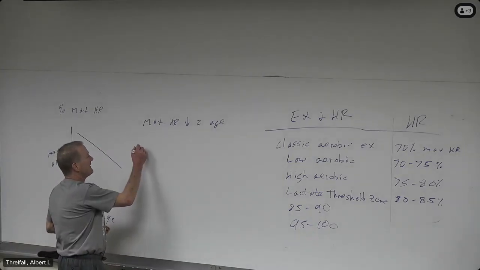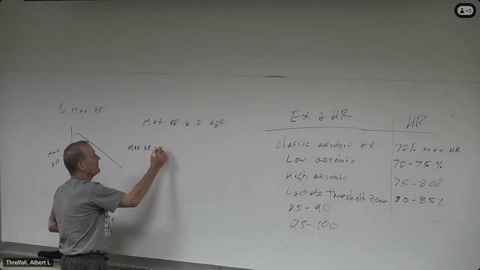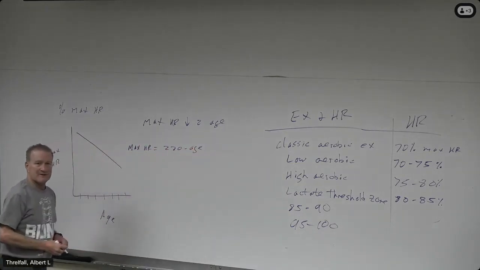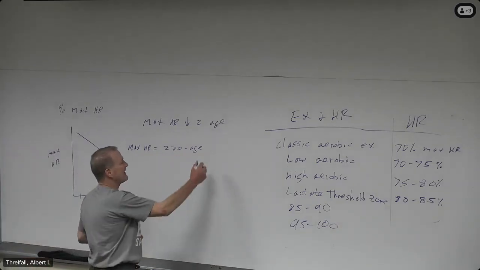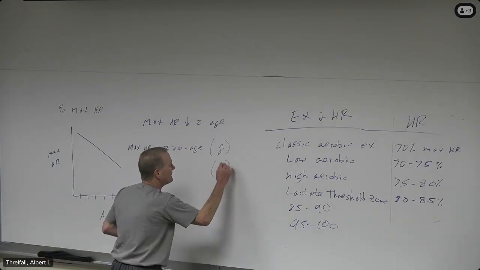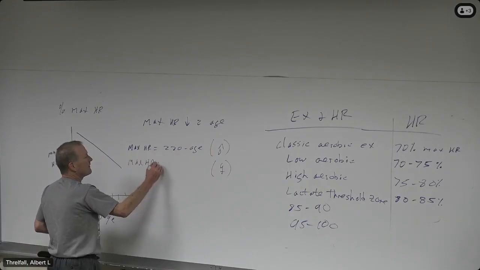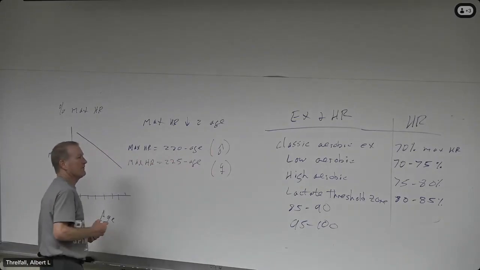And the equation that they came up with is that maximum heart rate equals 220 minus your age. Then over the years, they refined that a little bit, and they said, actually, that's for males. It will work better with females if you use 225 minus your age. Whatever.